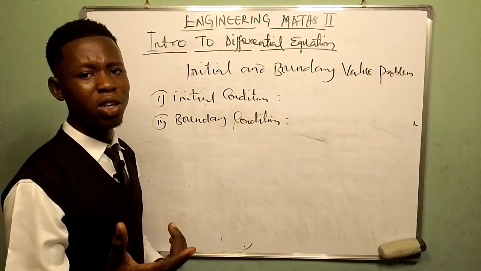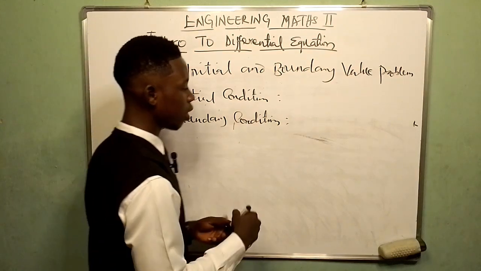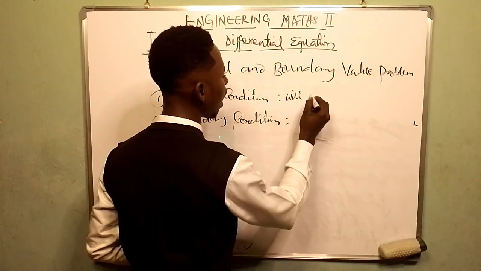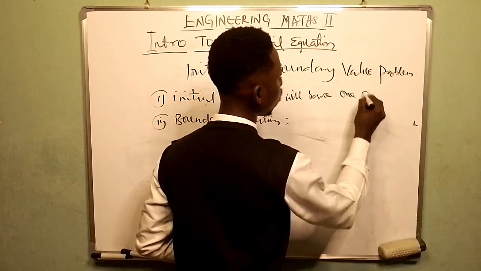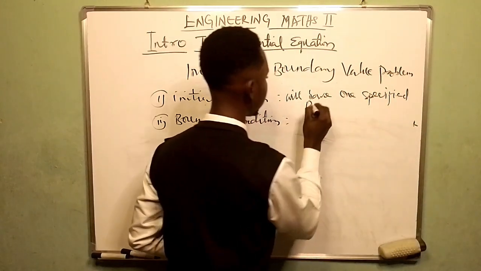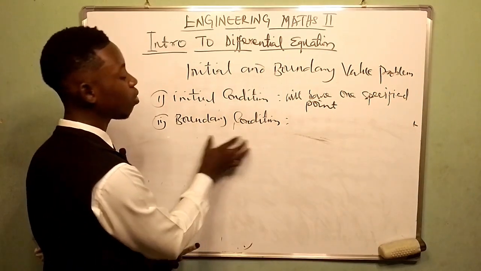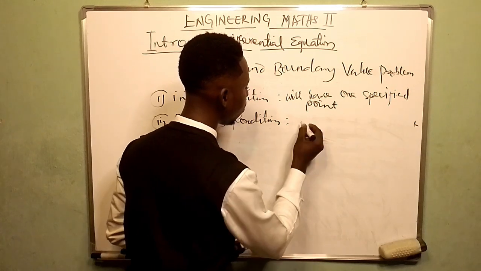An initial condition, we have only one specified point. You understand with an example I'll give you here. This one we only have one specified point, while for a boundary condition the points are what? The point ranges.